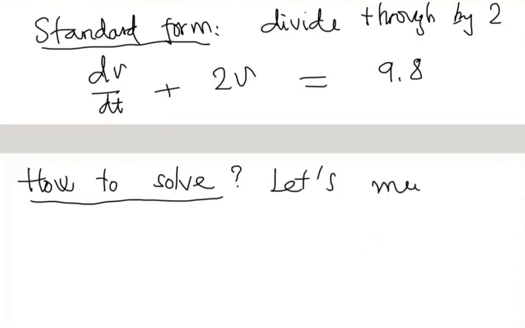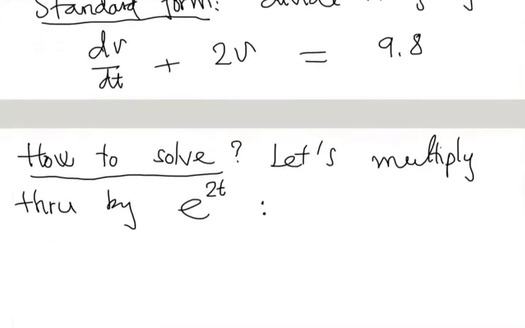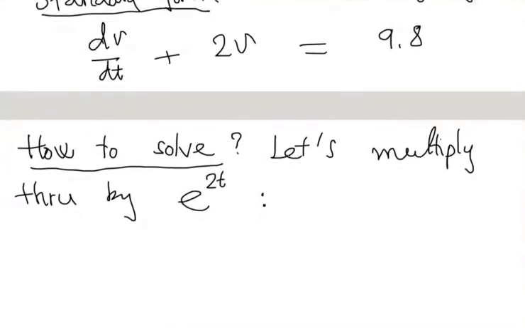Let's multiply through by this e to the 2t. So e to the 2t is out of the blue. It does depend on the equation. I haven't told you how to get e to the 2t yet, but let's just do that. And we need to multiply through, meaning that e to the 2t here multiply by the derivative, multiply by this, and multiply on the right hand side as well.